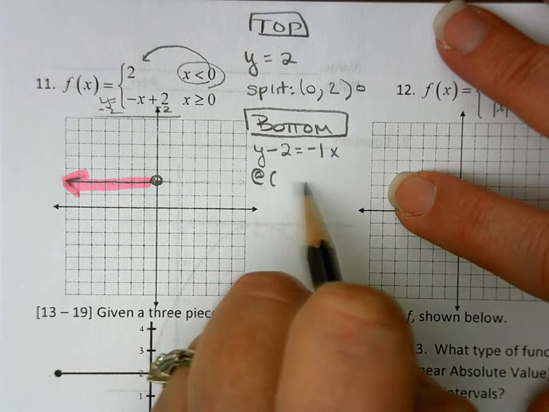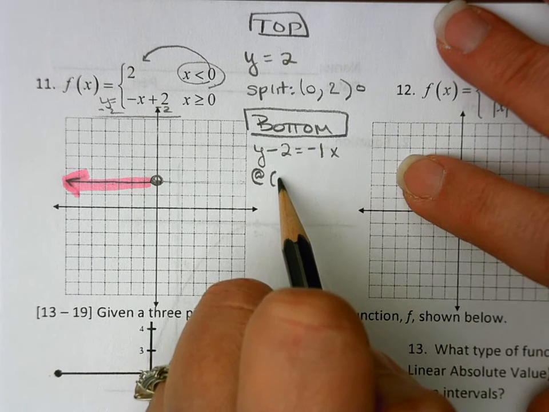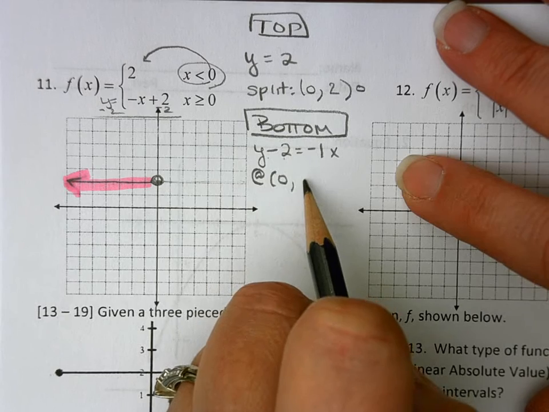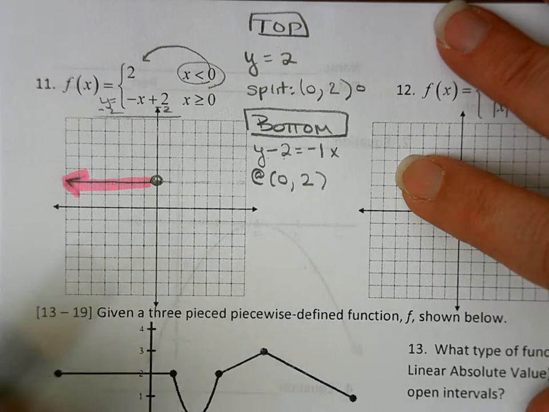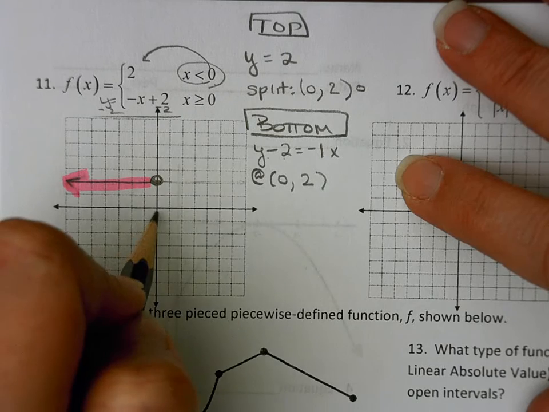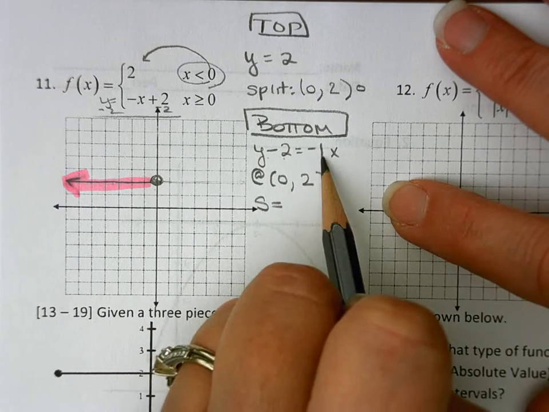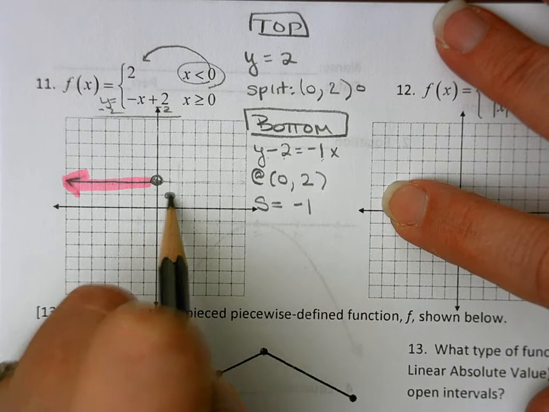So then my start point, I want to go in alphabetical order, so I'm not adding anything to the x, so that would be 0. And then here I'm subtracting 2, so I always want to do opposite, so that would be at 0, 2. So I'm going to go to 0, 2, which is right here. And then my stretch is negative 1. So from here I'm going to go down 1 over 1.